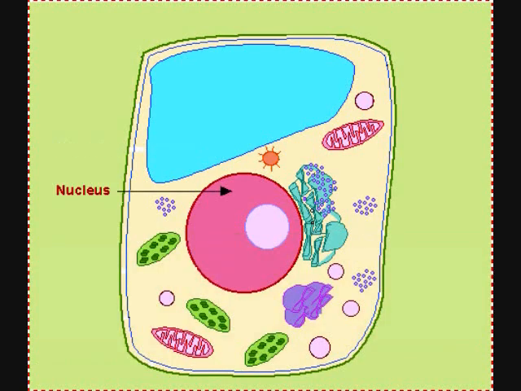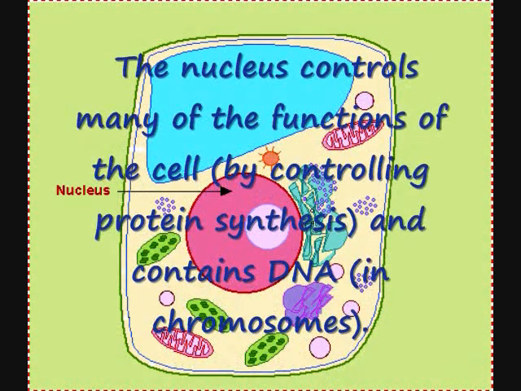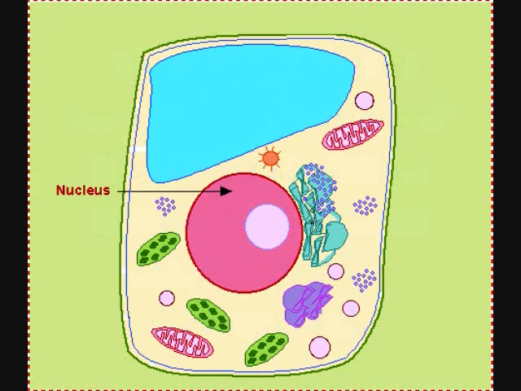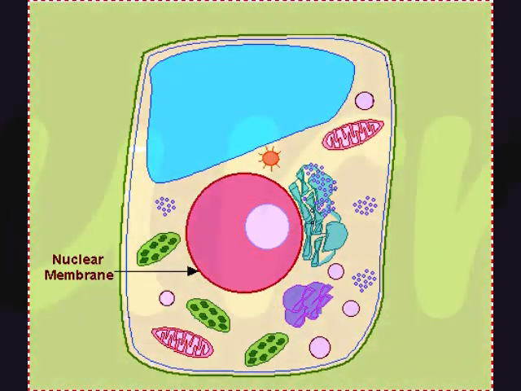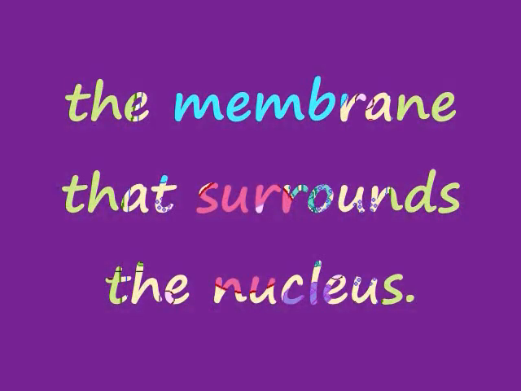Nucleus, spherical body containing many organelles, including the nucleolus. The nucleus controls many of the functions of the cell by controlling protein synthesis and contains DNA in chromosomes. The nucleus is surrounded by the nuclear membrane. Nucleolus, an organelle within the nucleus. It is where ribosomal RNA is produced. Nuclear membrane, the membrane that surrounds the nucleus.